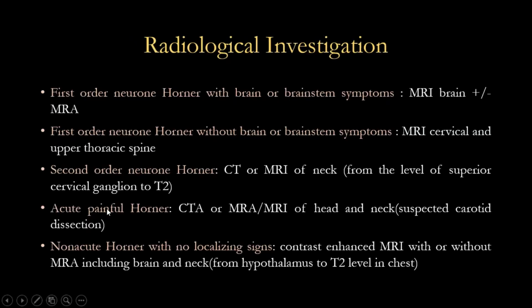As the earlier speakers discussed, acute painful Horner is an emergency. So we need to do CT angiography or MRA of the head and neck when we suspect carotid dissection. When there's a non-acute Horner with no localizing signs, then we have to do contrast enhanced MRI with or without MRA, including brain and neck, from hypothalamus to T2 level in chest.